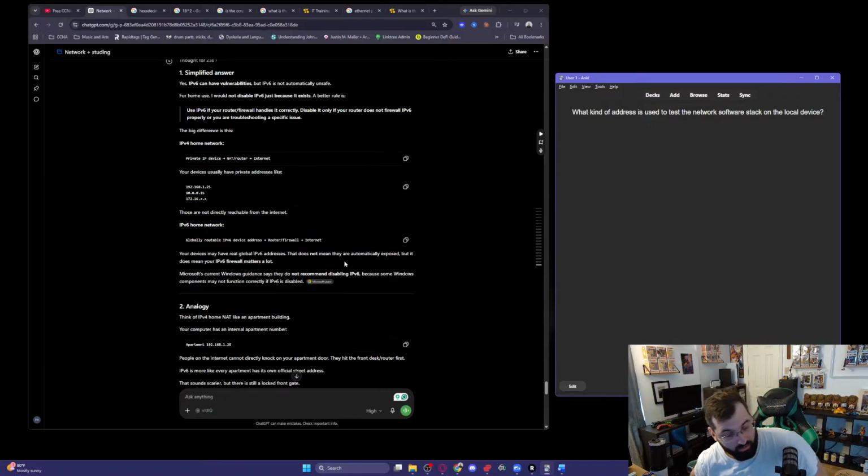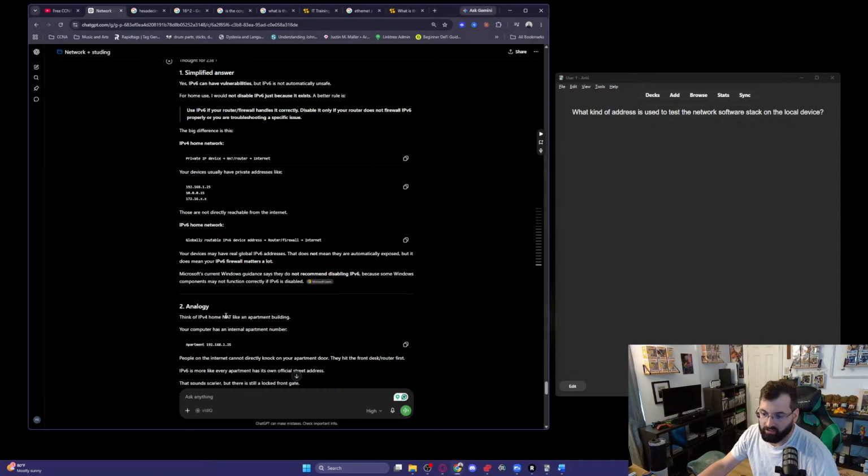Oh, so that's why it's a vulnerability, is that my computer, my NIC in my computer might have a legitimate public IPv6 address, which means that it's exposed to a lot of things versus it only going through my router. That's interesting. I didn't know that. Interesting.